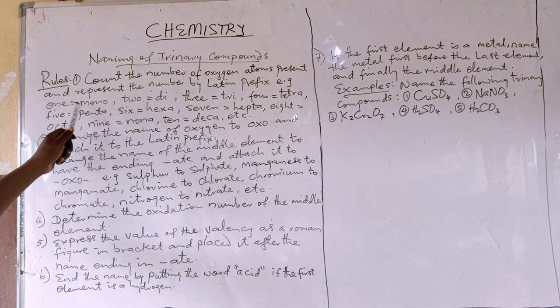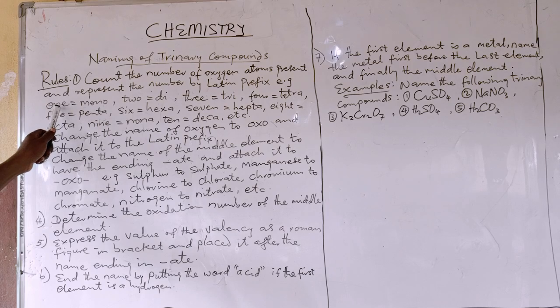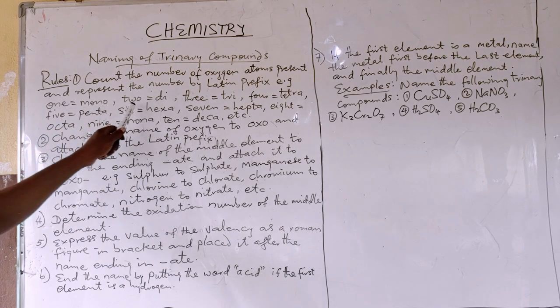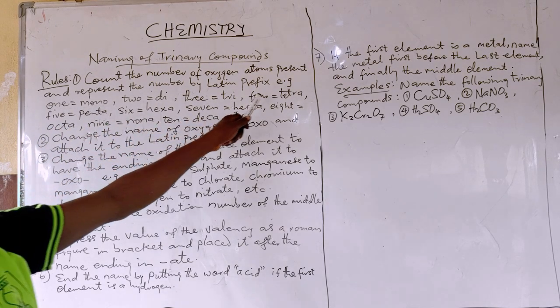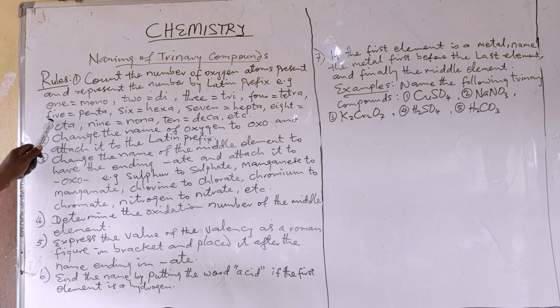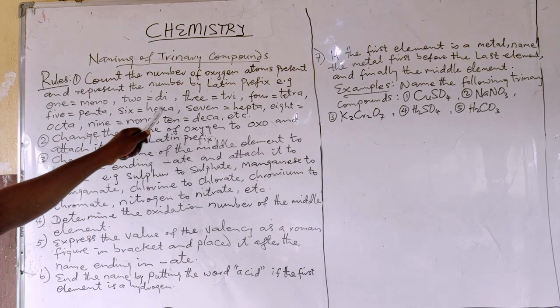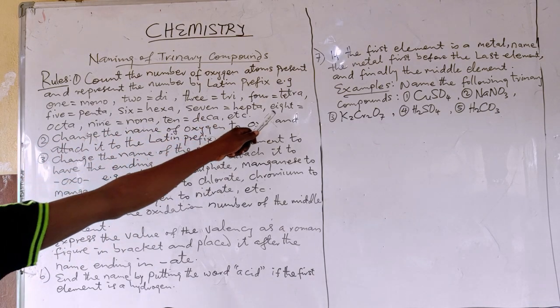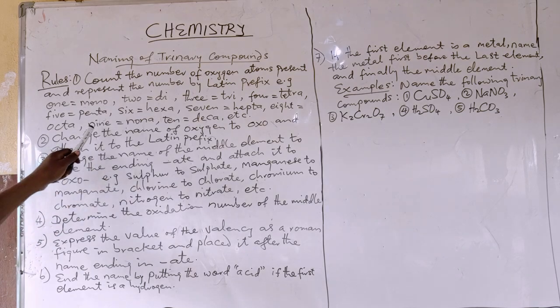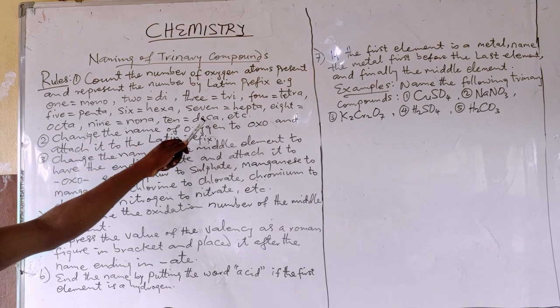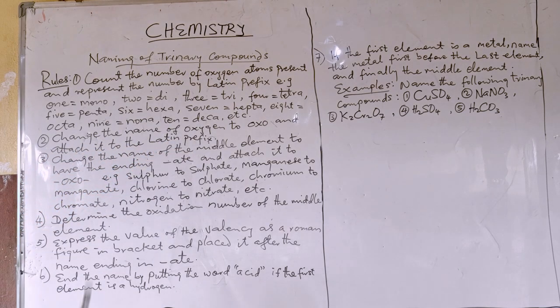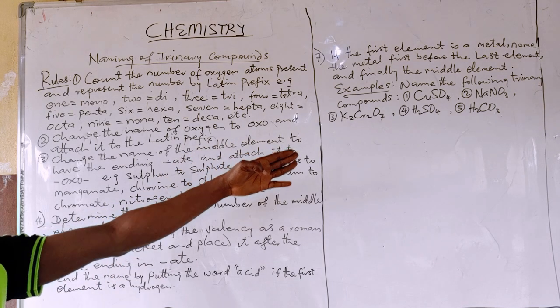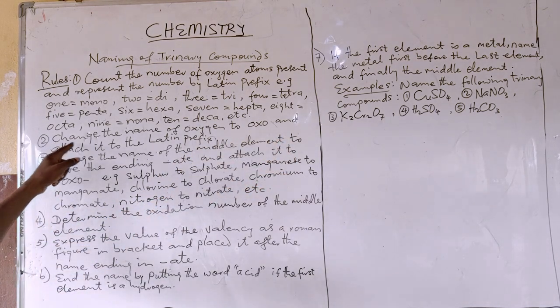So you keep mentioning that 1 is mono, 2 is di, 3 is tri, 4 is tetra, 5 is penta, 6 is hexa, 7 is hepta, 8 is octa, 9 is nona, 10 is deca, and so on and so forth. Now that's rule number 1. You don't have to forget that, because when we get there, if you don't know it, you will not be able to do well. Now let's go to rule number 2.